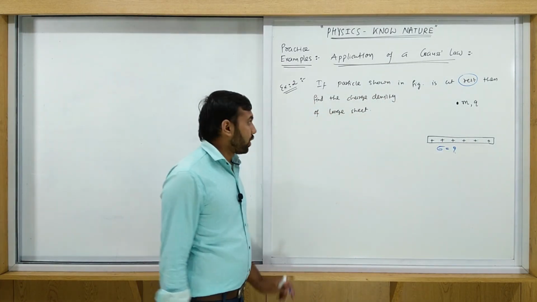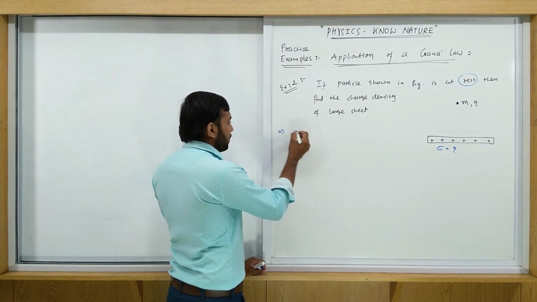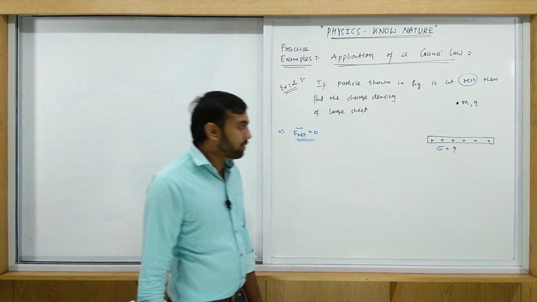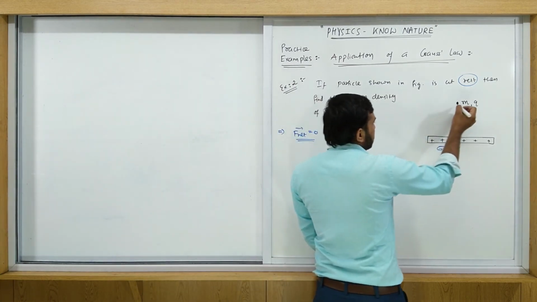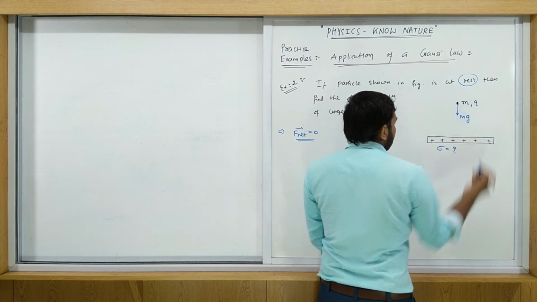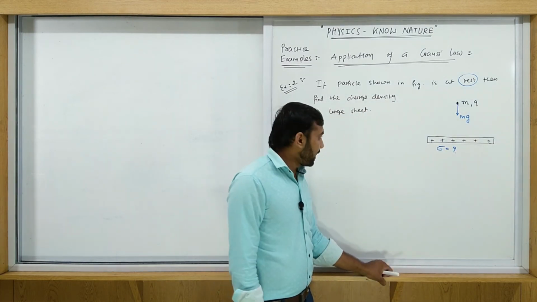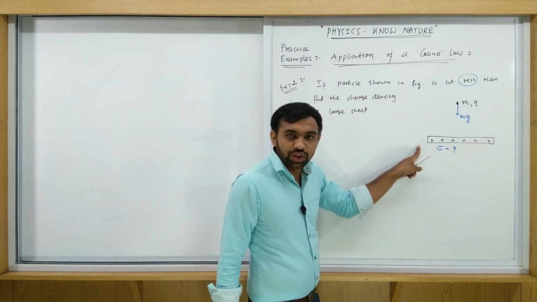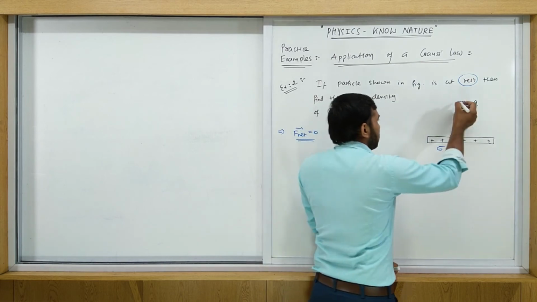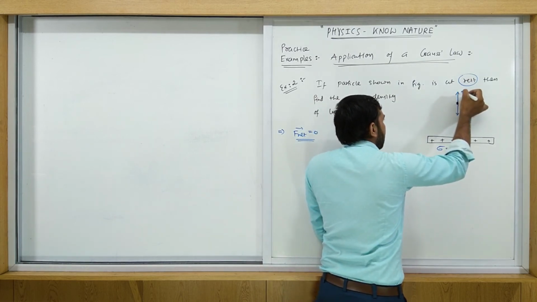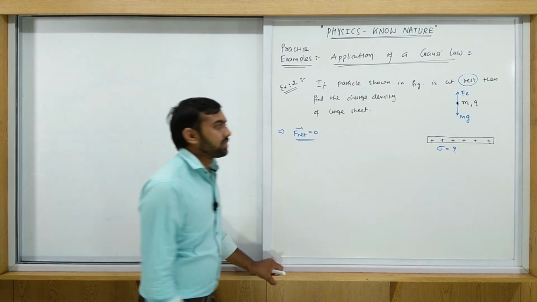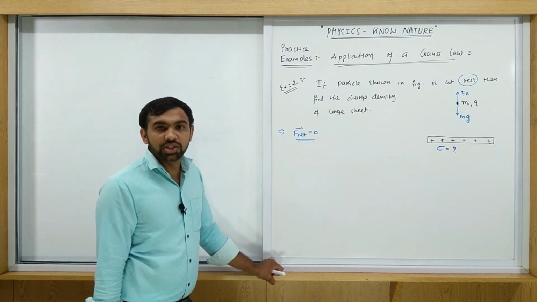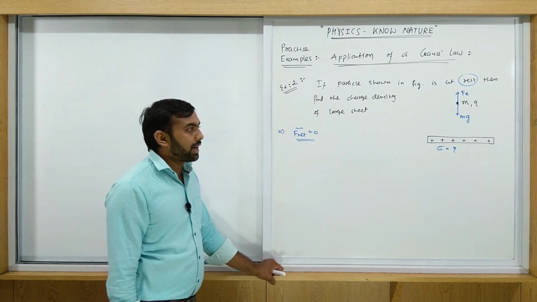If it is at rest, what does that mean? In equilibrium, F net is equal to 0. So which forces are applied on this particle? The downward force is mg. Another force due to the sheet is applied on this charge, and that must be the electrostatic force. It must be required in the upward direction. So F electrostatic is in the upward direction like this. If both these forces balance each other, then the particle is at rest.